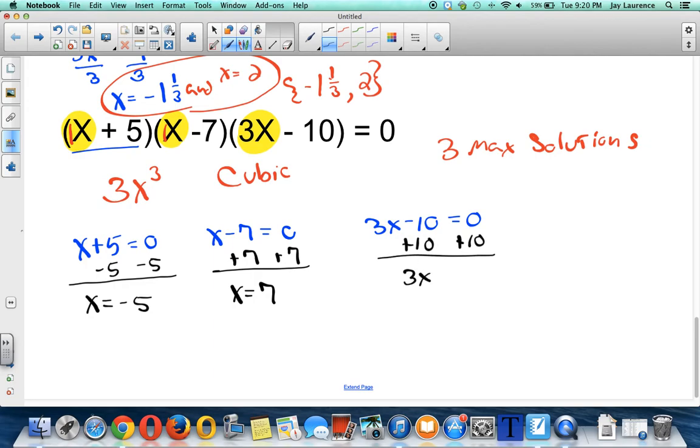And we're going to add 10. And we'll get 3x equals 10. x is not alone. Divide by 3. x will equal 3 1/3. So my solutions are negative 5, 3 1/3, and 7. There you go. There were 3 solutions.